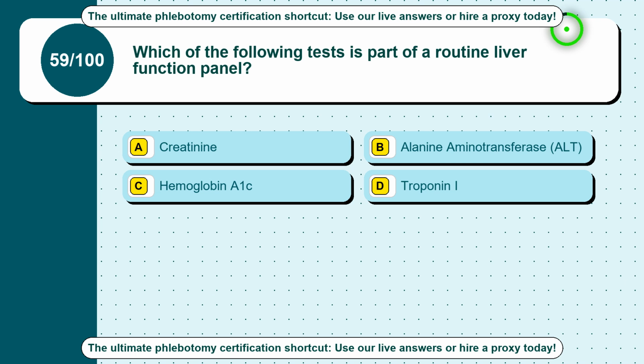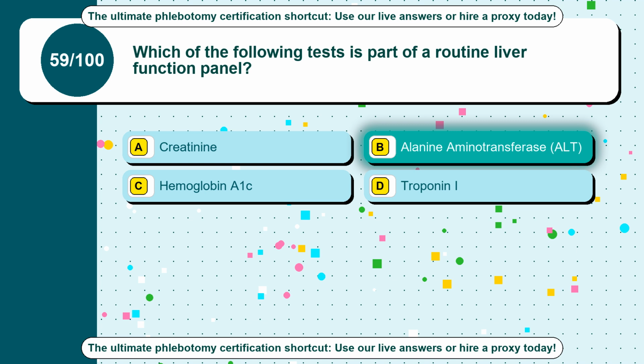Question 59. Which of the following tests is part of a routine liver function panel? Option A. Creatinine. Option B. Alanine aminotransferase, ALT. Option C. Hemoglobin A1c. Option D. Troponin I. The correct answer is option B.